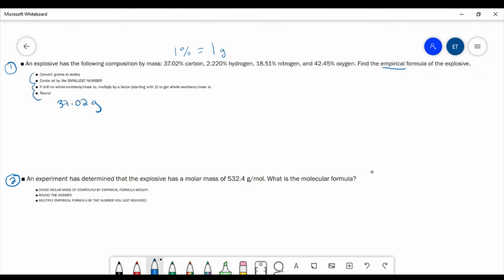37.02 grams of carbon. And we're going to convert that to moles using the molar mass of carbon. And it gives us 3.08 moles. And we're going to keep on doing that for every single element that is listed there.